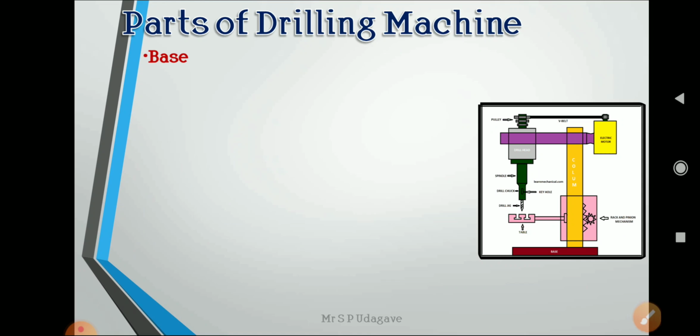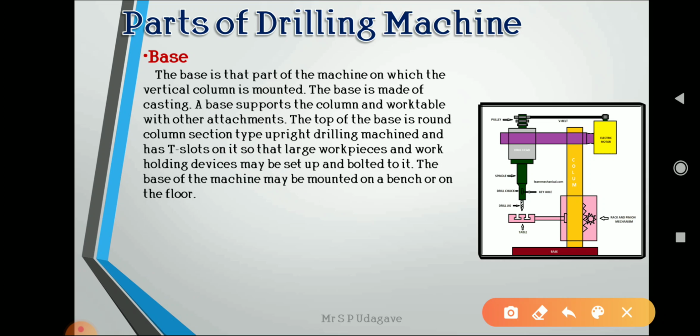The first part is the base. The base is the part of the machine on which the vertical column is mounted, and it is made of casting. The figure shows the base, made of casting, and the base supports the column and the work table with the other attachments.